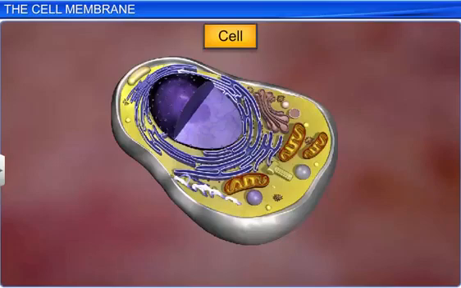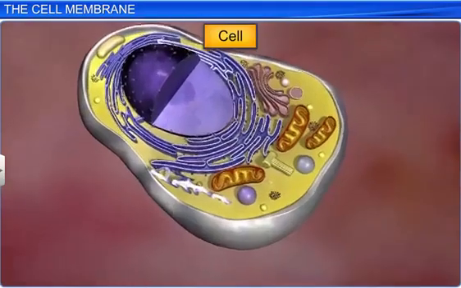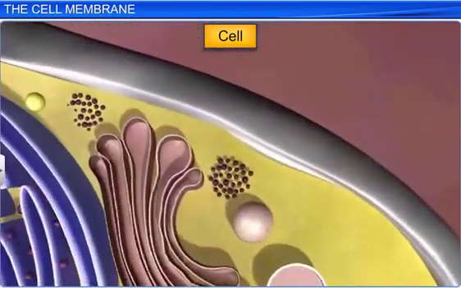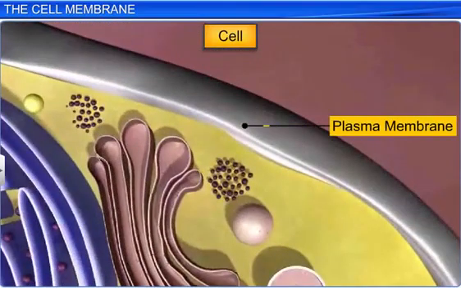The cell, the basic unit of life in all organisms, has several organelles embedded in its cytoplasm. These organelles are surrounded by a thin membrane called the plasma membrane, which not only separates the extracellular environment from the cytoplasm, but also gives shape to the cell.